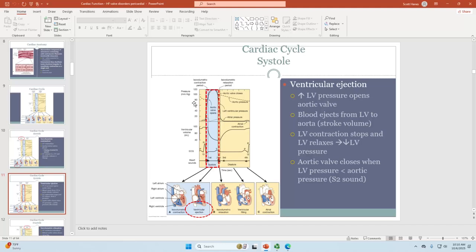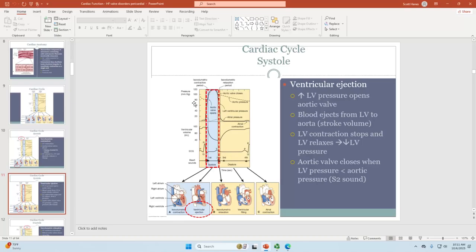As soon as the pressure in the left ventricle becomes lower than the aorta, it's going to force the aortic valve closed. That's when we get the S2 sound as the aortic valve closes. That describes the systolic function. That's what causes the valves to open and to close.